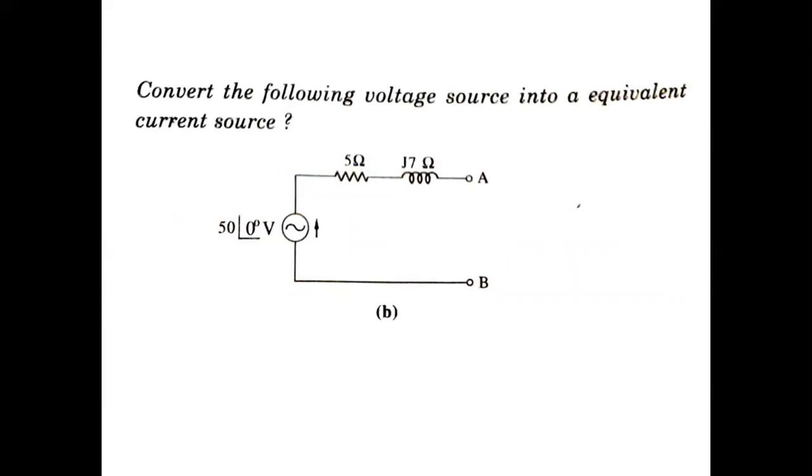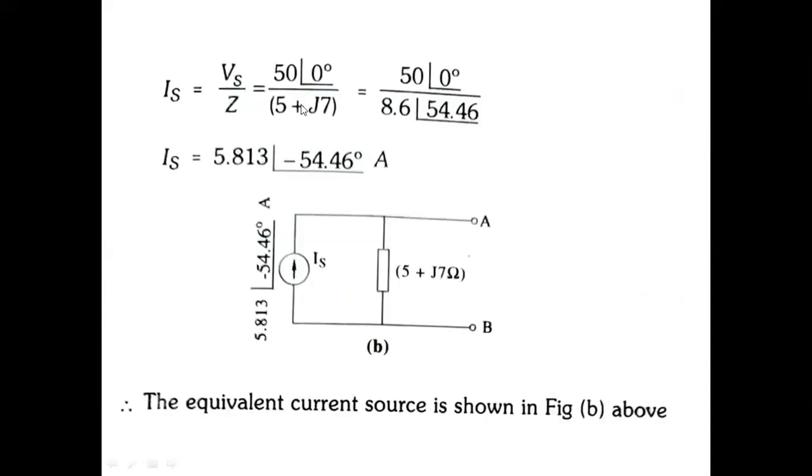Next problem. Convert the following voltage source into equivalent current source. It is an AC network. So, you know that IS is equal to VS by Z. So, 50 at an angle 0 by 5 plus J7. By simplifying this, you will get 5.813 at an angle minus 54.46 amperes. That is the current source value, in shunt with the same impedance, that is 5 plus J7.